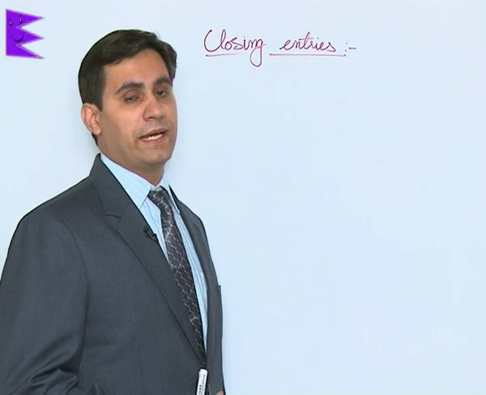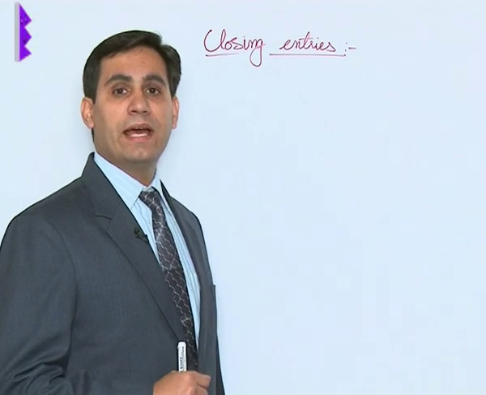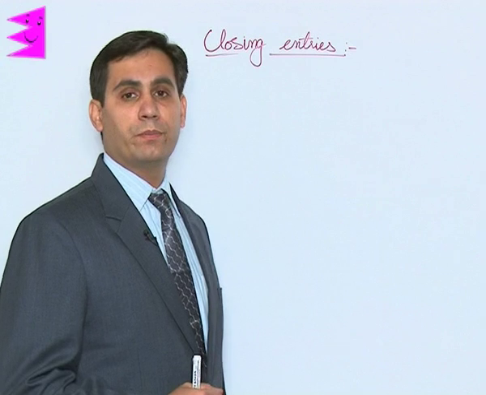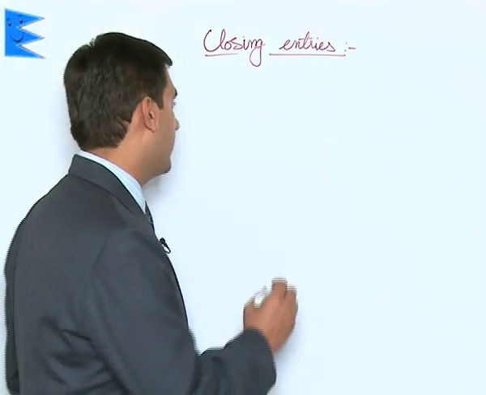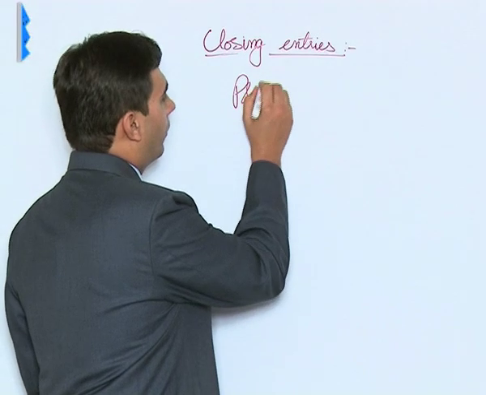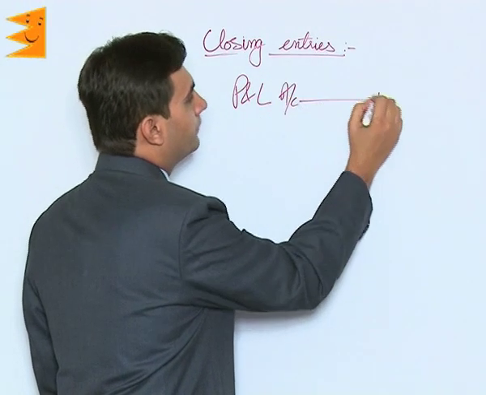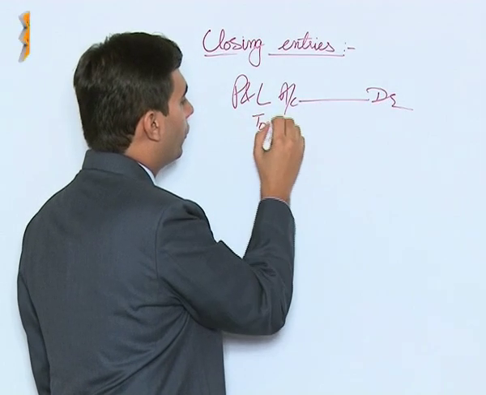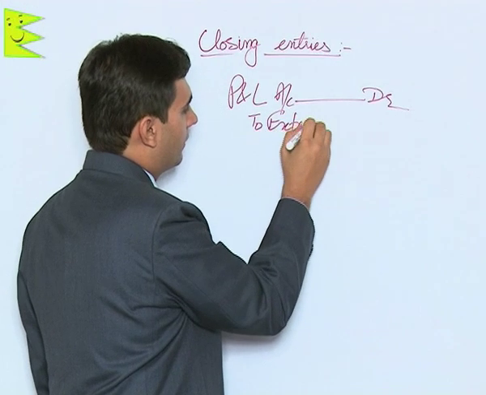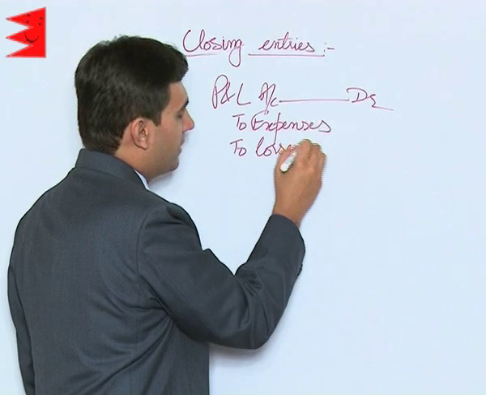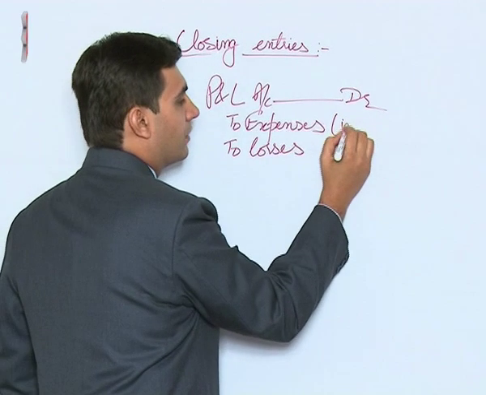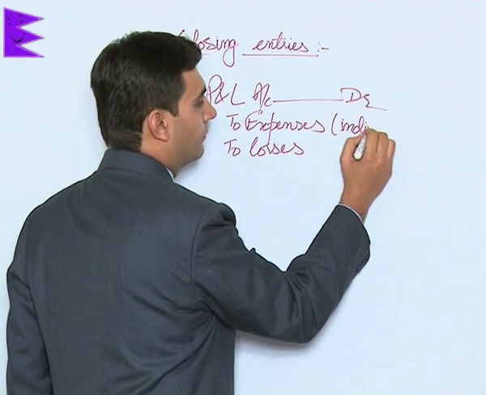But what about indirect expenses? Remember, indirect expenses are closed by transferring them to profit and loss account. So the entry in this case is profit and loss account debited to expenses and to losses. In case losses are there, this is done individually.